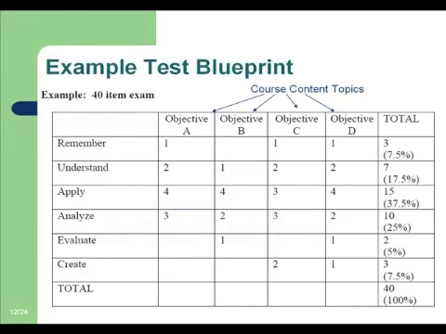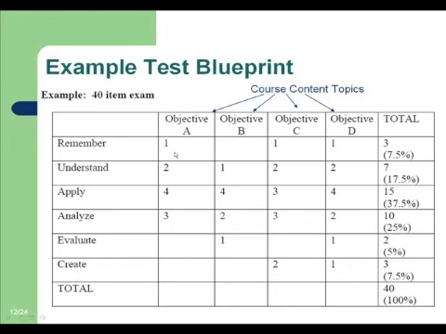Now, here's an example of a test blueprint. You see across the top row, there are listed 4 different course objectives, and these would be associated with the content that's to be tested on this exam, or the topics. And then down the leftmost column are the 6 levels of the revised Bloom's taxonomy.